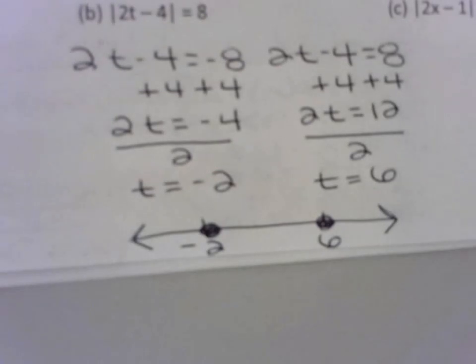Any questions on that one? The big thing is, to lose the absolute value, you have to set it equal to a positive and set it equal to a negative. Okay, let's look at a harder example.